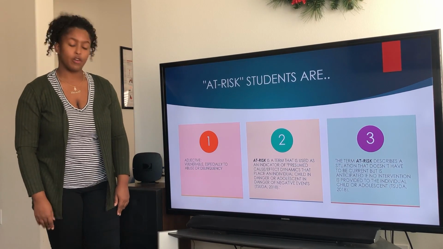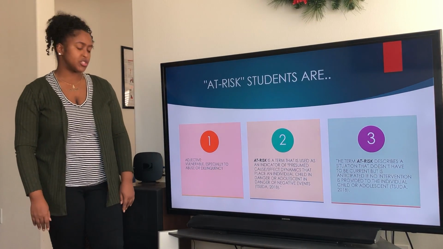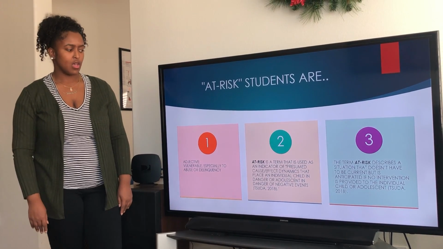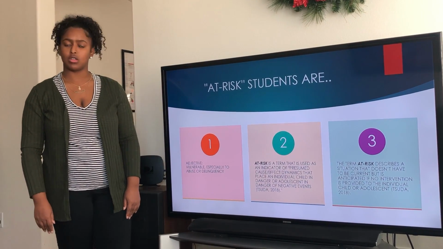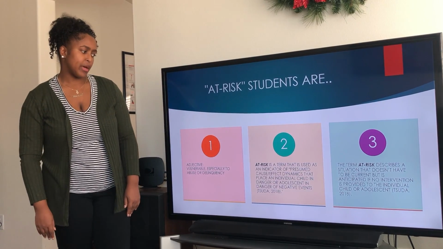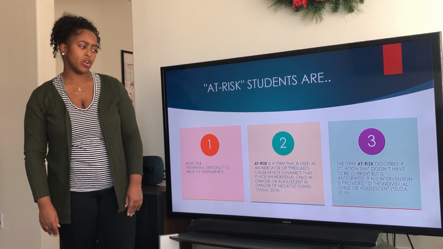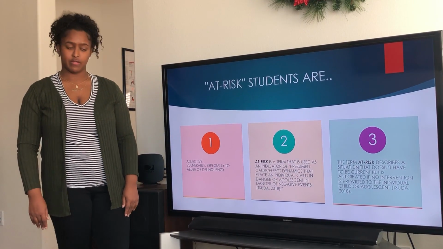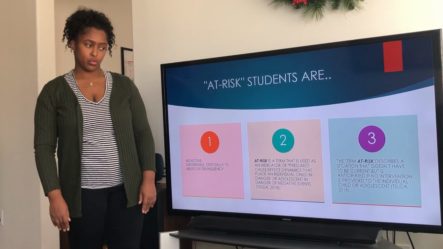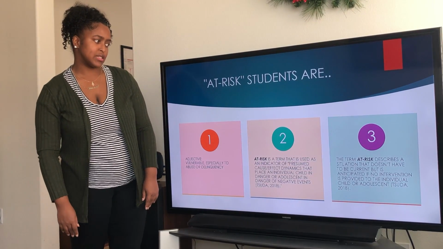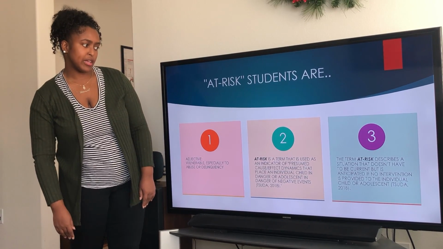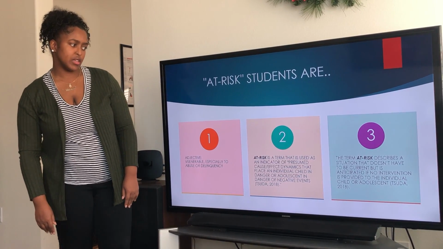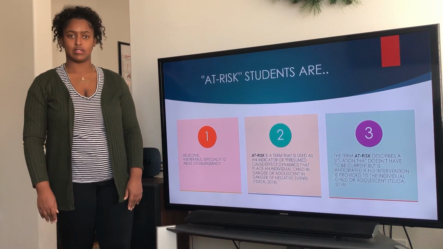At-risk students are vulnerable, especially to abuse or delinquency. At-risk is a term that is used as an indicator of presumed cause and effect dynamics that place an individual child or adolescent in danger of negative events. The term at-risk describes a situation that doesn't have to be current, but is anticipated if no intervention is provided to the individual, child, or adolescent.